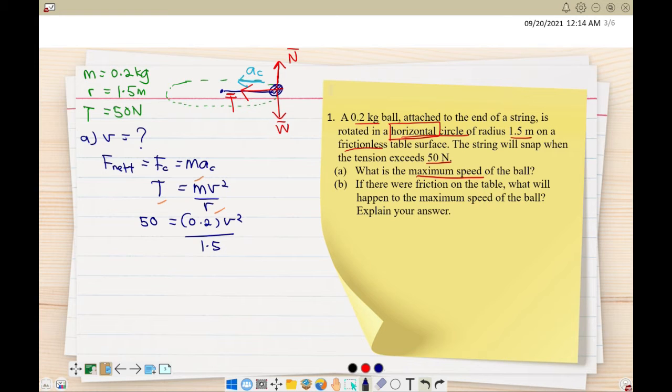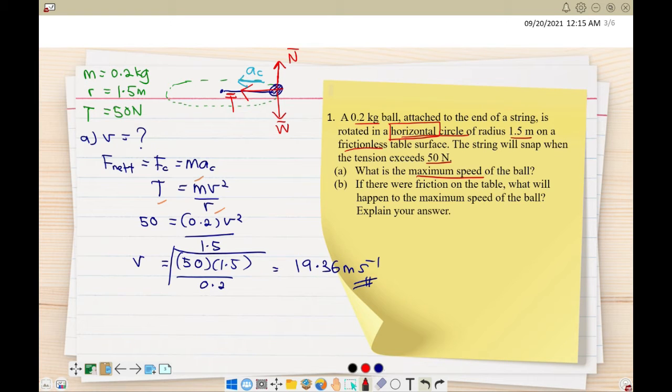Okay, don't rush to press the calculator immediately. Okay, better slow but safe. Sometimes because of your careless mistake while using the calculator, you make a very unnecessary error. Okay, so this one is V square equals 50 times 1.5, over 0.2. Okay, once that is done then proceed. So you will get the answer as 19.36 meter per second. Okay, settle for maximum speed. Because your tension is maximum, so that is the maximum speed.